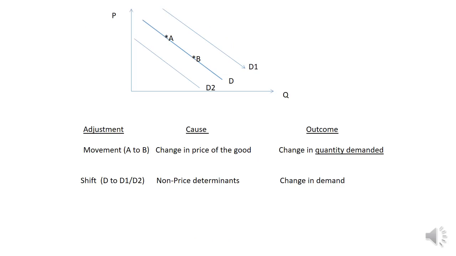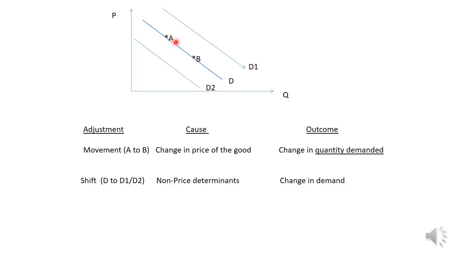Now, one of the things that students often have difficulty with is differentiating between what is a movement and a shift. Now, a movement is a description of our behavior, all right, dictated by the law of demand. Cheaper things, we buy more. Expensive things, we buy less. Okay, so this is shown by a movement on a demand curve. In this case, the demand curve.